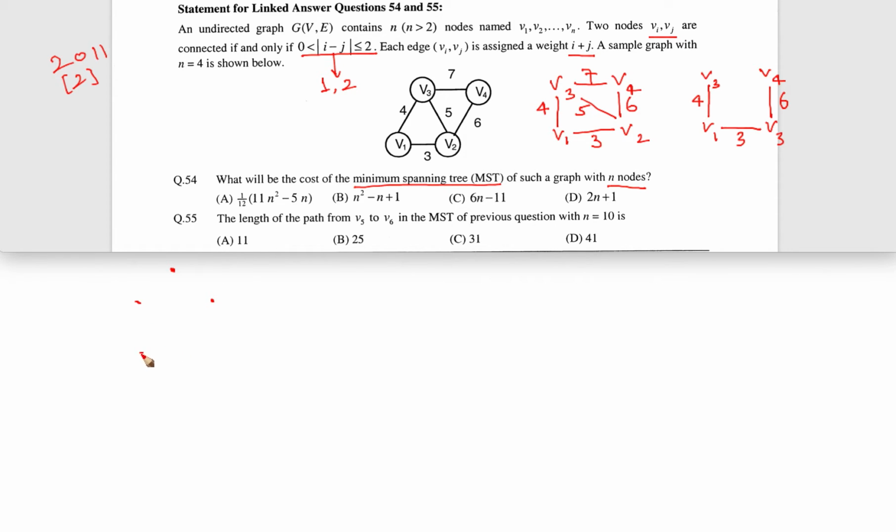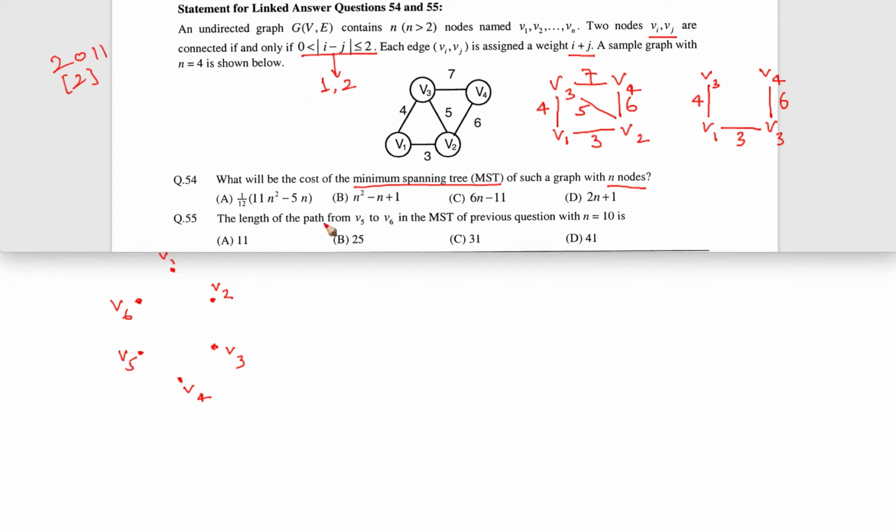Okay, so let's consider 6 vertices. So this is V1, this is V2, this is V3, this is V4, this is V5 and V6. And how the connection will happen, you can clearly understand that connections will be like this. Here we are interested in minimum spanning tree, so we are directly going to draw minimum spanning tree, and we will always cross check that the edges which we are taking care of, they are obviously existing in this graph, whatever the graph is going to be formed by this rule.